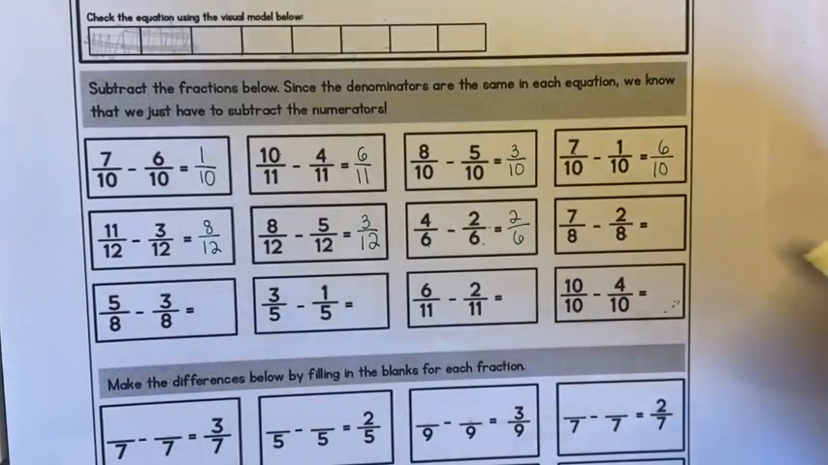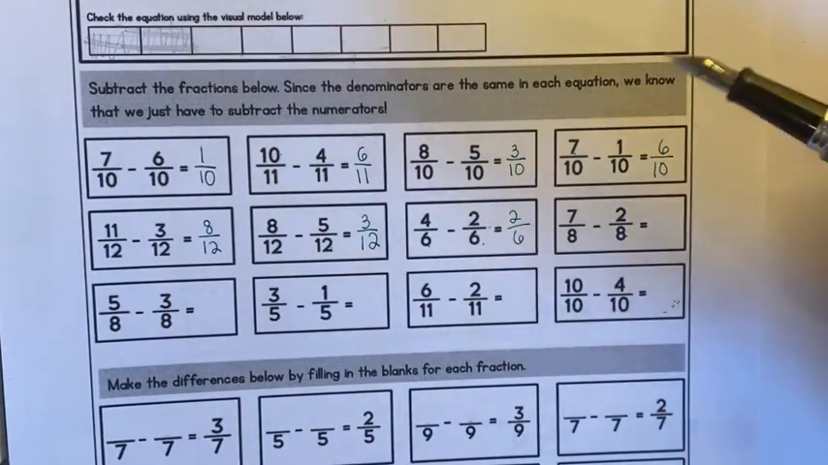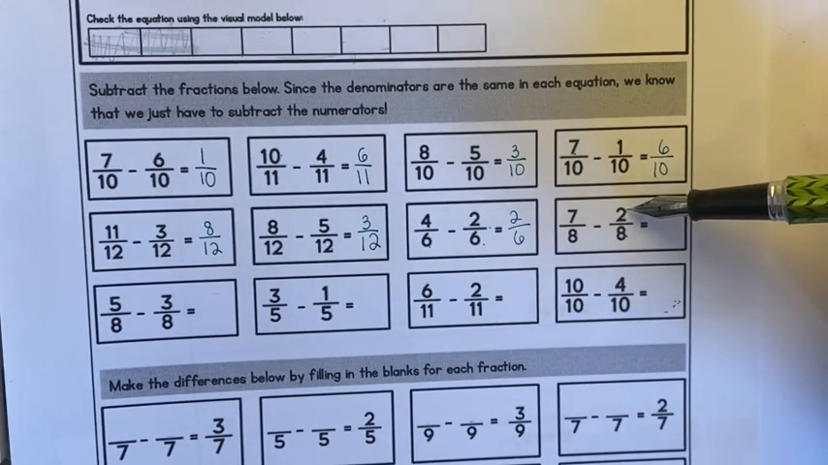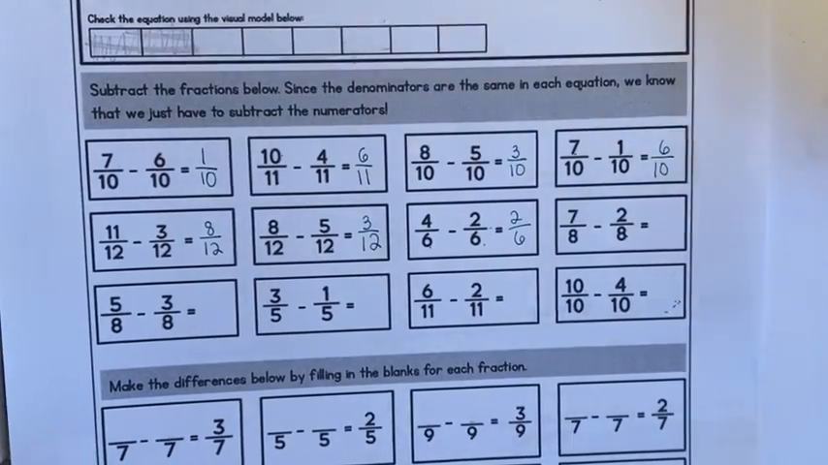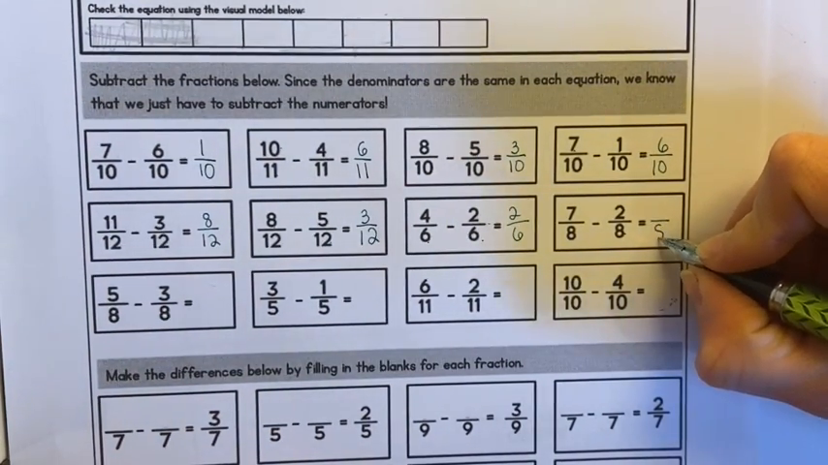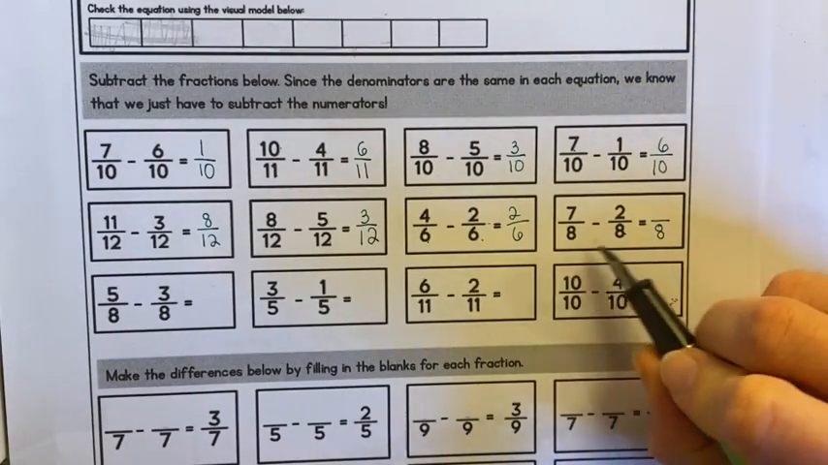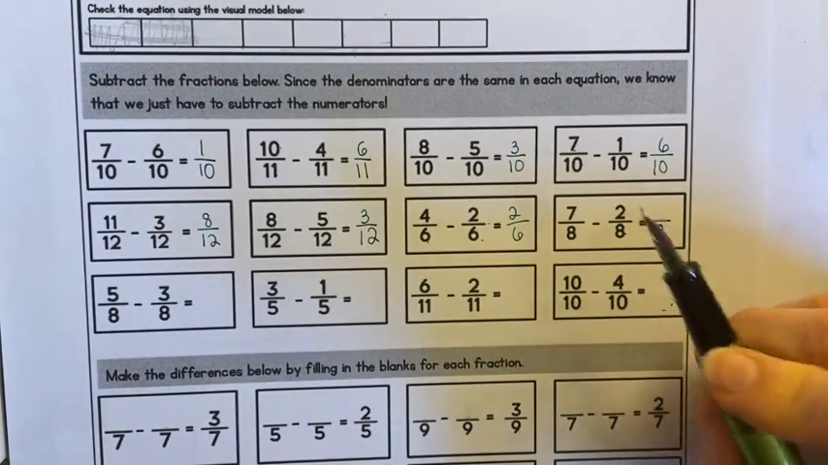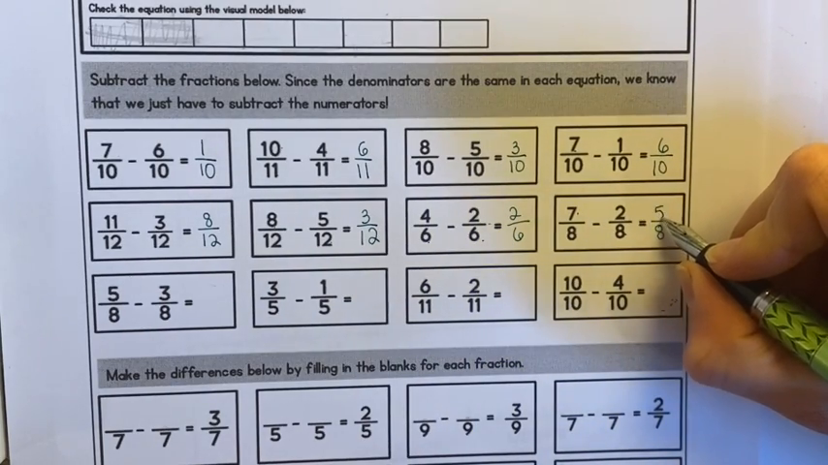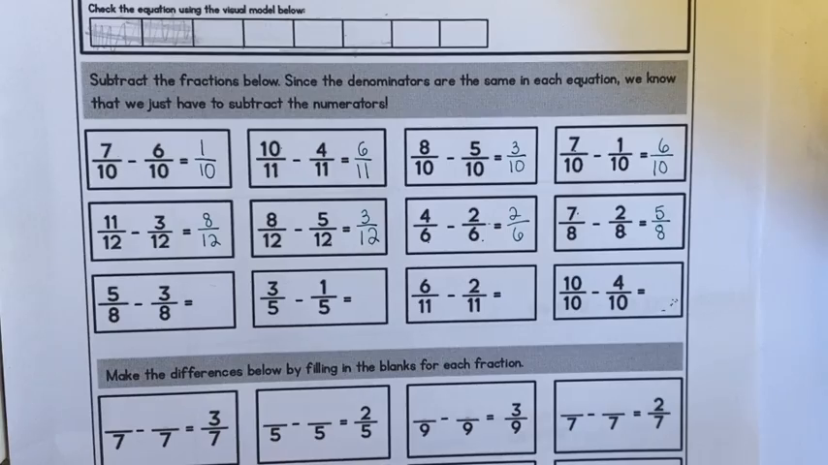So I'm going to go through this one step by step. First, I read it. I go, okay, 7/8 subtract 2/8. I know I'm working with eighths, so I just put this here because I know that isn't changing. My denominator is staying the same. Then I go 7 subtract 2 is 5. That's all you have to do.